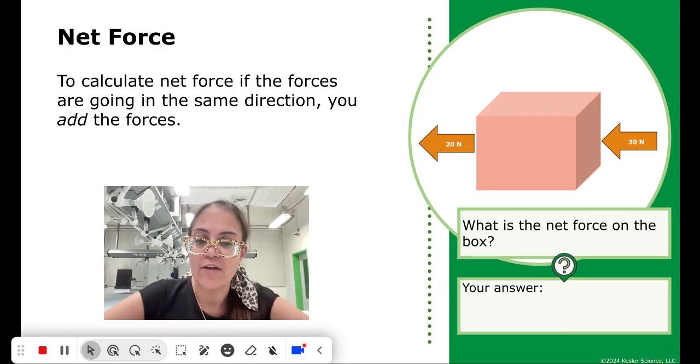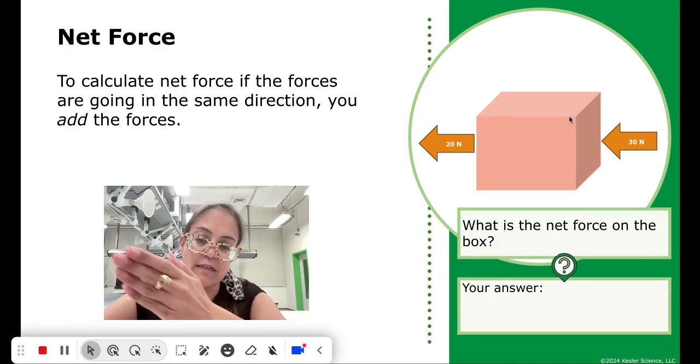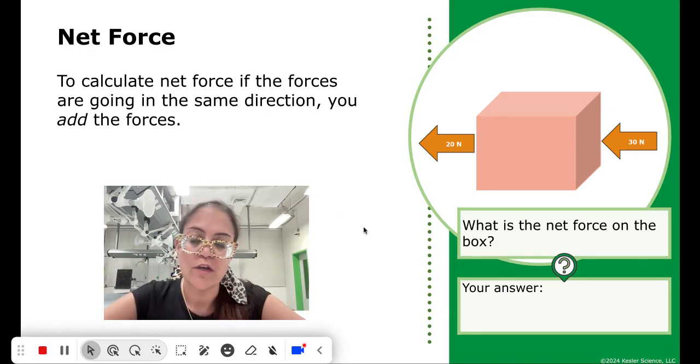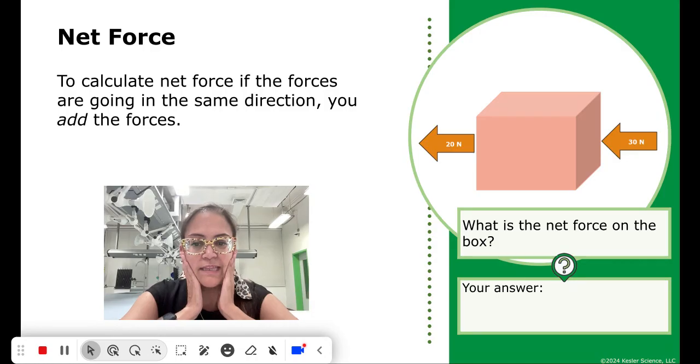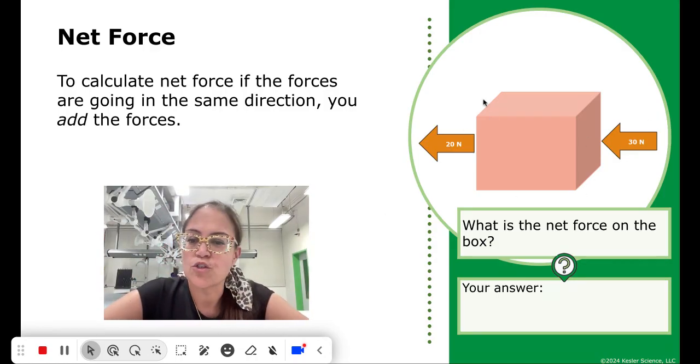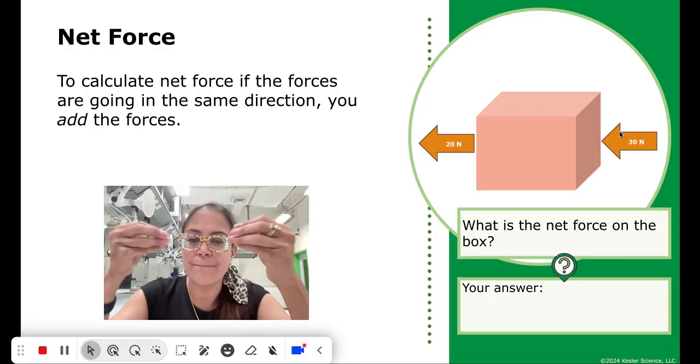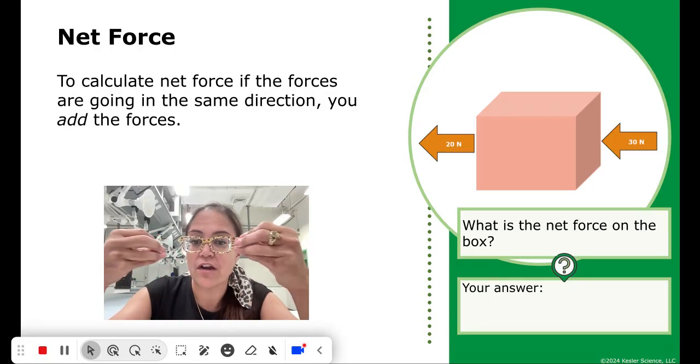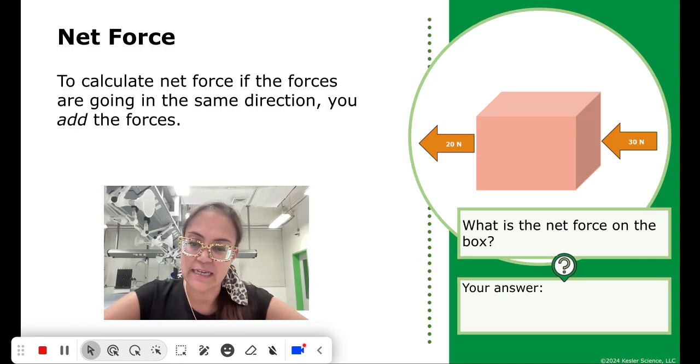Because remember, your net force always has a number and a direction. So 50 newtons to the left. So this box would definitely move to the left. And if you think about it this way, if they're moving in the same direction, these two people or these two forces or whatever they are, they're combining their efforts, like they're working together. And so you want to add their forces together to see what the total amount of force is.